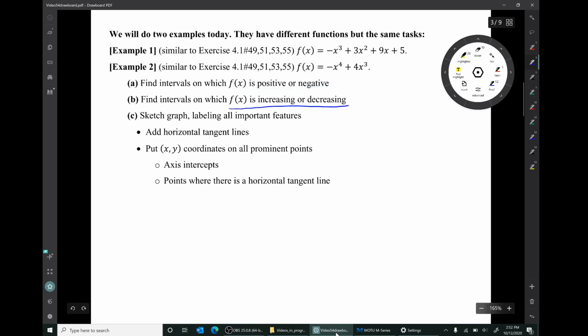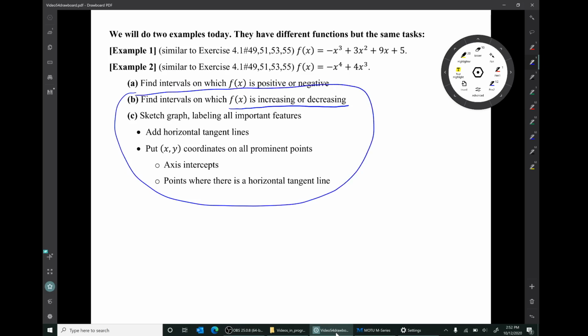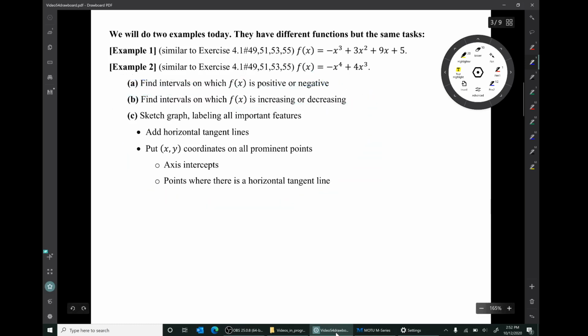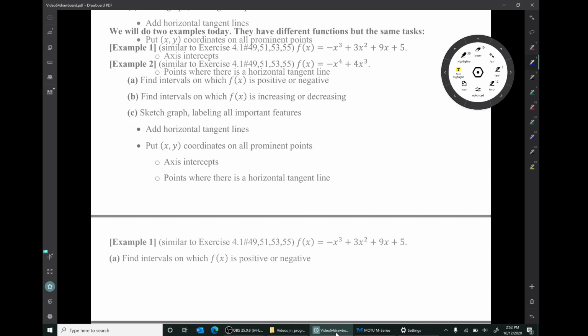I'll point out that your homework exercises are just about B and C, finding the intervals where f is increasing or decreasing. I want to add this part A about where the function is positive or negative to make clear the distinction between a function being increasing and decreasing and being positive or negative. We discussed that in the previous video when we were discussing functions given by graphs.